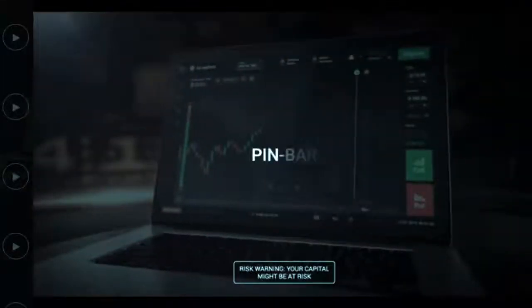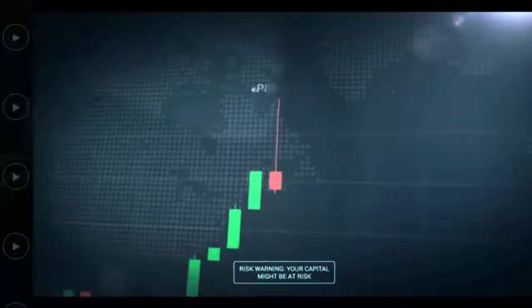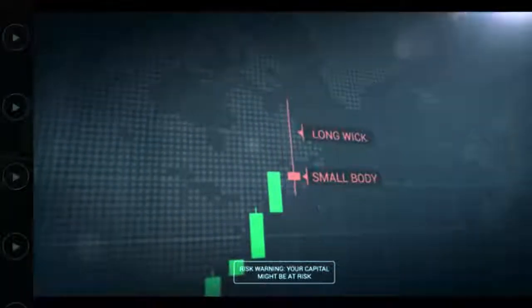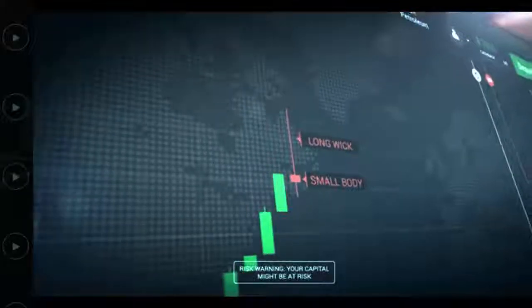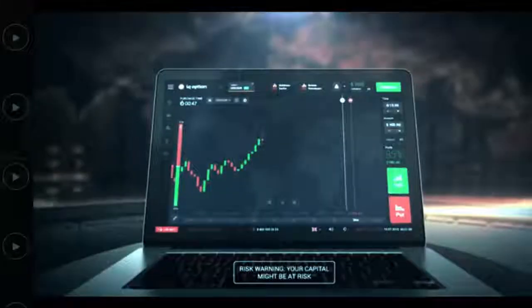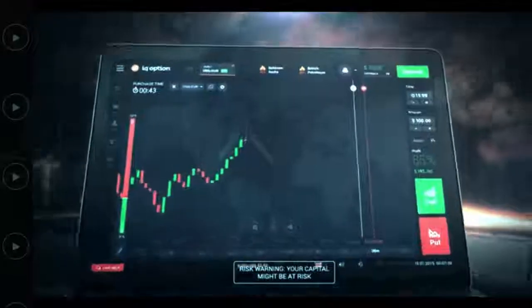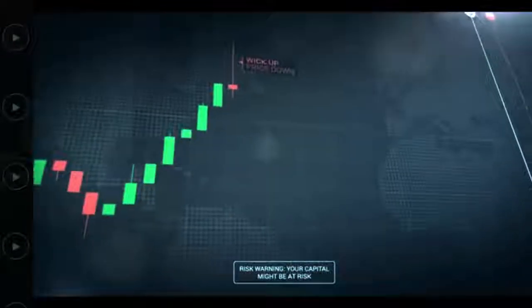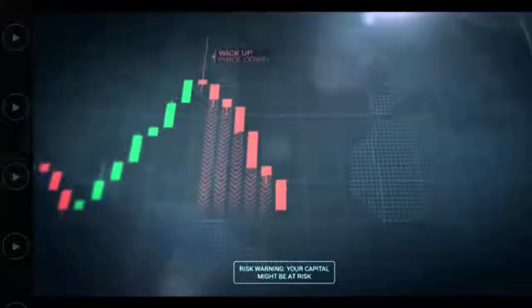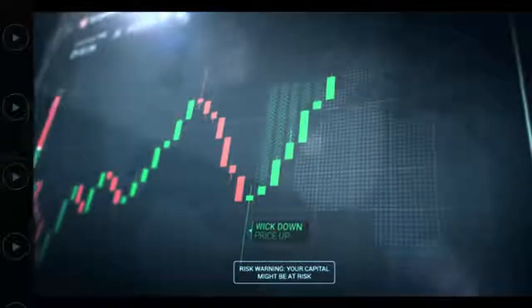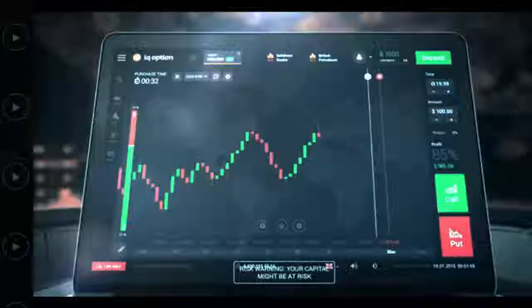Pin bar pattern. Pin bar is a candle with a small body and a long spike or wick directed upwards or downwards, depending on the direction of the market. For those who follow the candlestick analysis, this pattern is a strong signal of a future trend reversal. If the wick of a pin bar points up, the price is predicted to go down. If the wick of the pin bar points down, the price is predicted to go up.